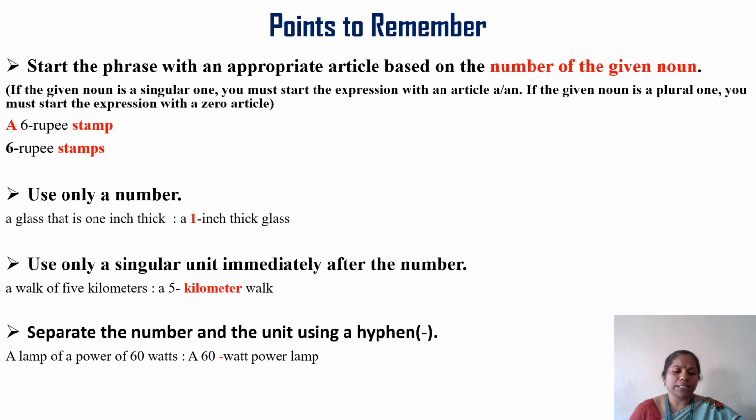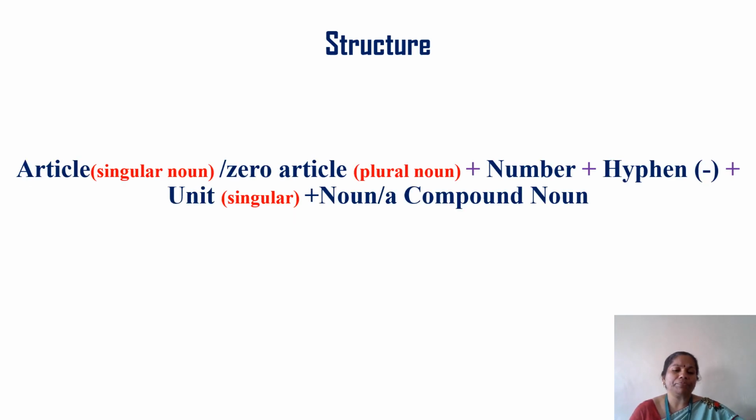The next point is that we need to separate the number and the unit using a hyphen punctuation. Everybody knows the structure of a hyphen. That is nothing but a small dash. In order to separate the number and the unit, it is mandatory to use a hyphen. Here is the sample: 60-watt power lamp. So 60 is the number, watt is the unit. In between this number and the unit, we have to give a hyphen positively.